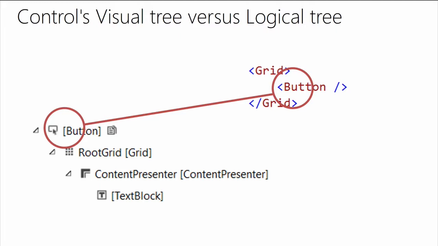You'll remember that button has a content property. Of course, you could add your own content here and make your own visual tree, but out of the box, you can see that there's more to a control than just what you see in the XAML. The XAML is just representing the control itself, not what's going to be in memory.